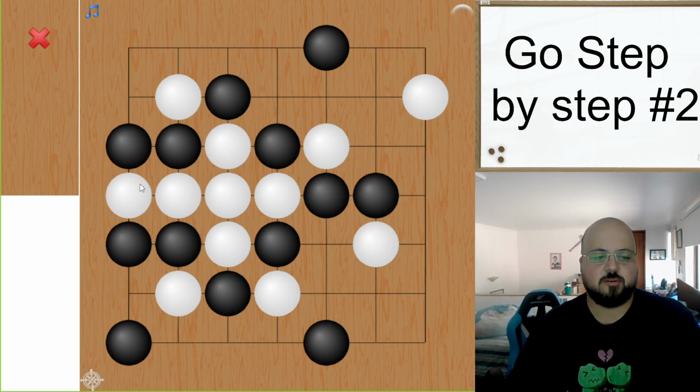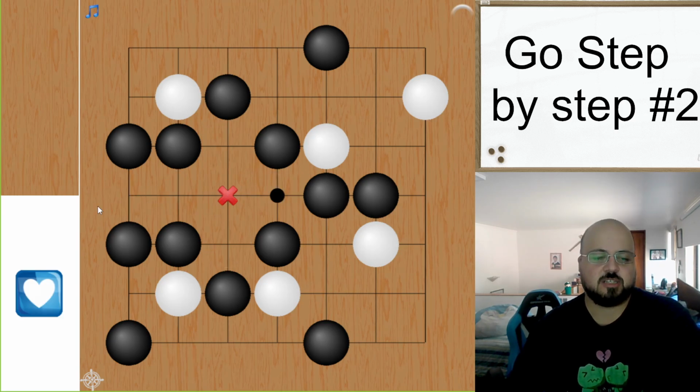Here is another one. There are a ton of black stones with all equal liberty. This one, this one, this one, this one, this one. But the white group in the middle doesn't have any, so they are dead.